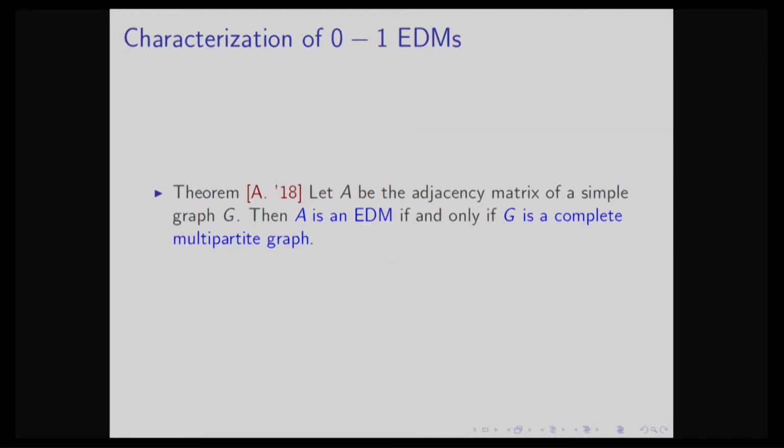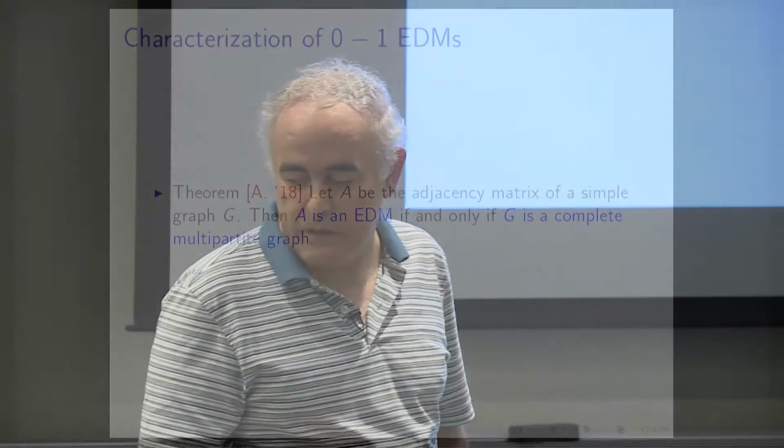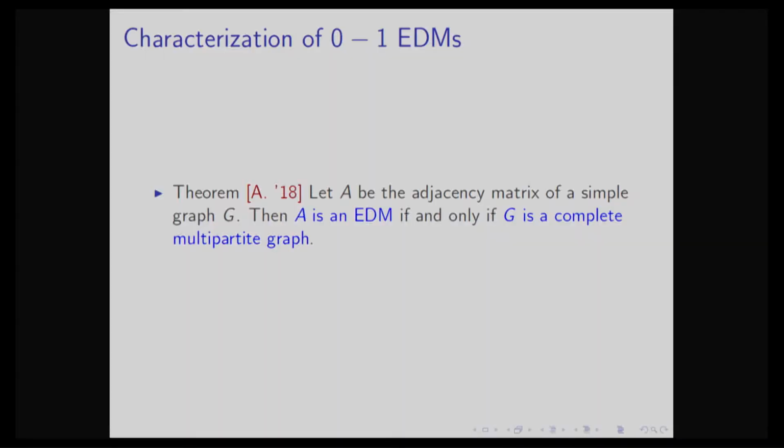Okay, here's a new result. What I said so far is very well known and old. This is a new result, which is how to characterize 0-1 EDMs. If you have a 0, 1 matrix, how do I know it's EDM? If you have a 0, 1 matrix, then that's the adjacency matrix of some graph. So which graphs will have their adjacency matrices EDMs? And this is a very nice thing for graphs.